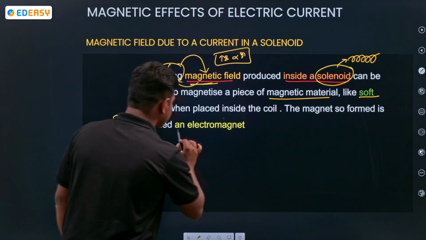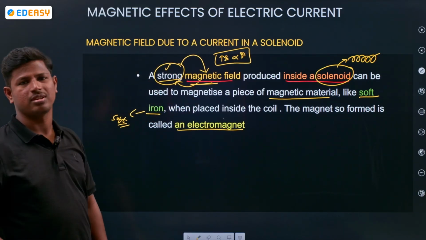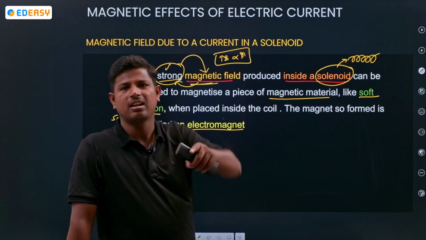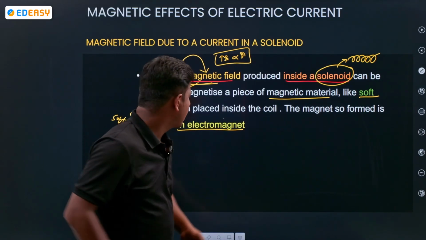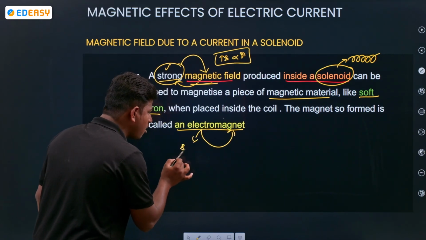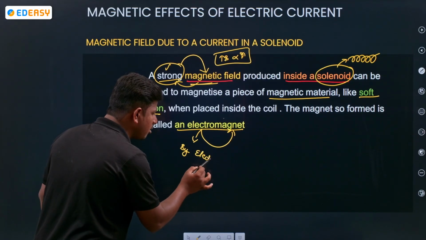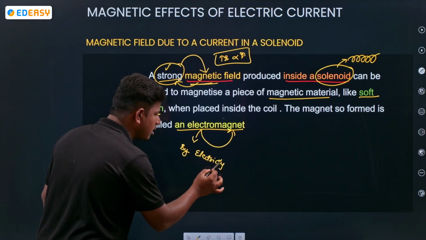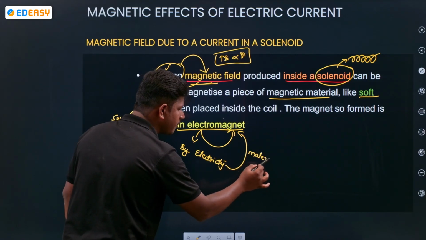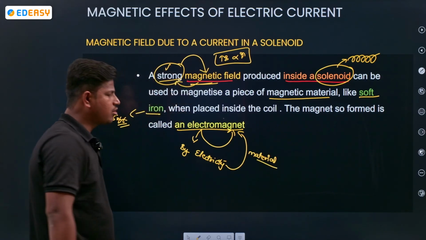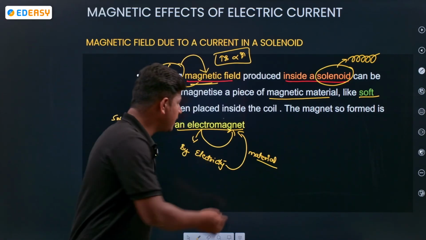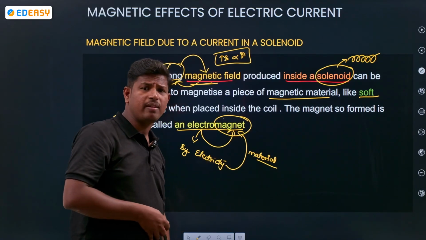So the process is what we call an electromagnet. What is meant by an electromagnet? A solenoid is electrified and behaves like a magnet. By the process of electricity, a material gets magnetized. It is called an electromagnet. We take soft iron, and soft iron behaves like a magnet.